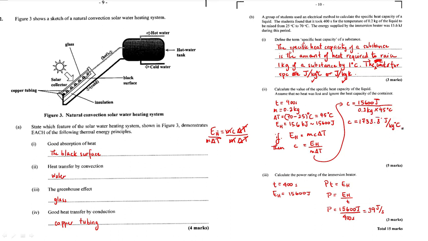Joules per kilogram degrees Celsius. So we know we're going good. 5 marks for that there. Alright, now it says calculate the power rating of the immersion heater.